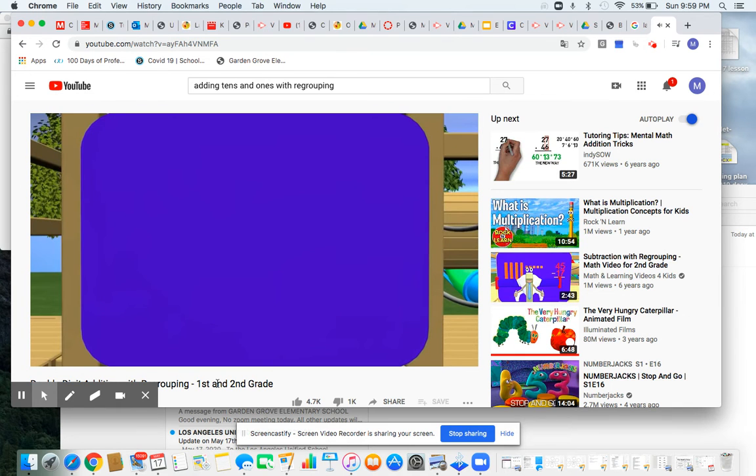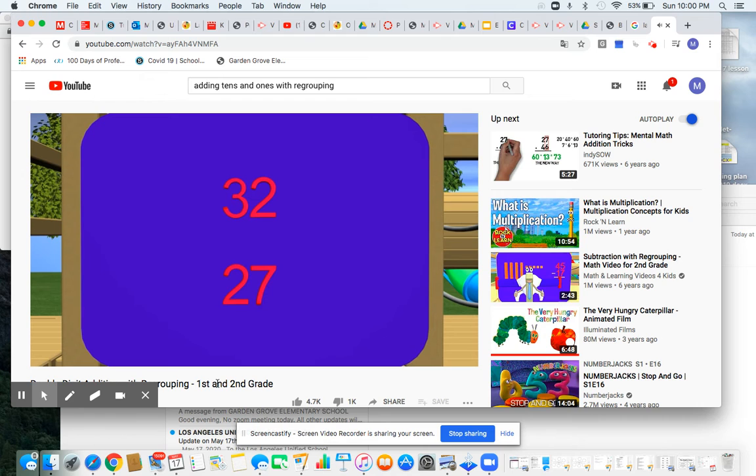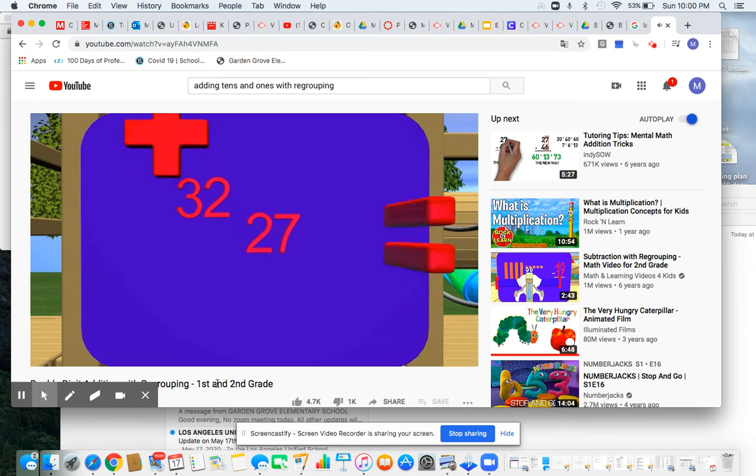There are two classes in the second grade. Mrs. Jenkins' class has 32 students and Mr. Smith's class has 27 students. We need to find out how many students are in the second grade. What do I need to do to find out how many students there are in all? We need to add these numbers together. So we are going to add 32 plus 27.